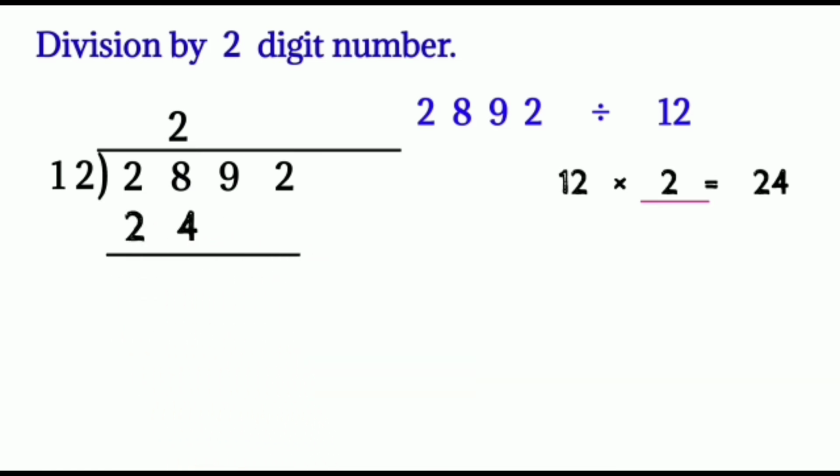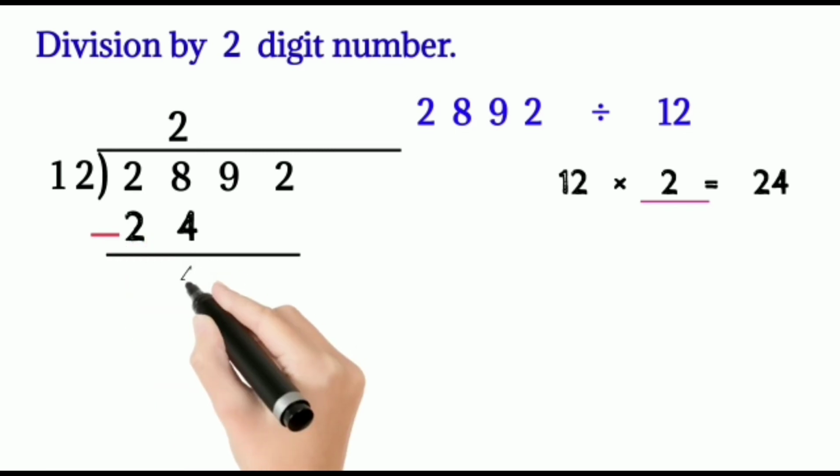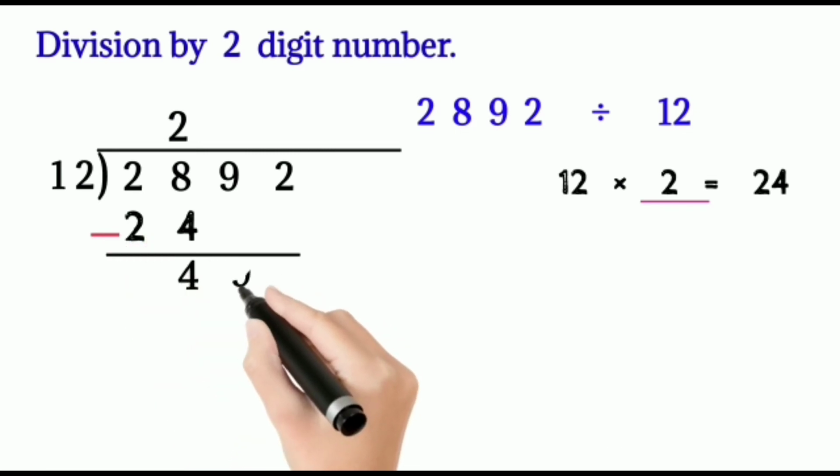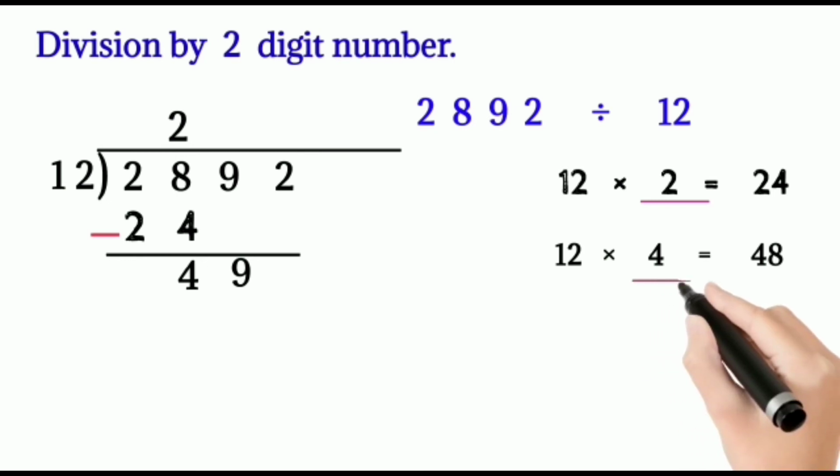28 minus 24 is 4. Next digit of the dividend is 9. Bring down the 9. We get 49. How many 12s can we take from 49? 12 4s are 48. Right? 4 in the quotient and 48 below the 49. Then minus.